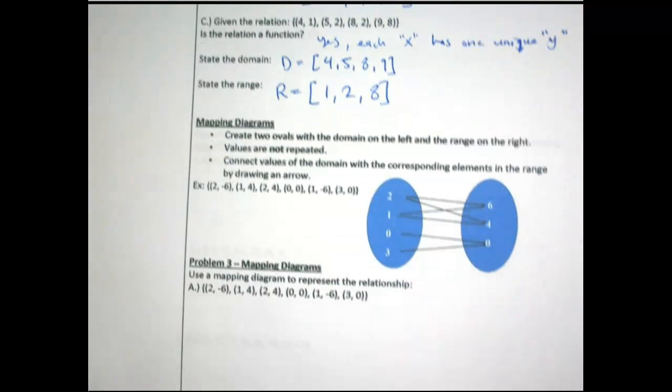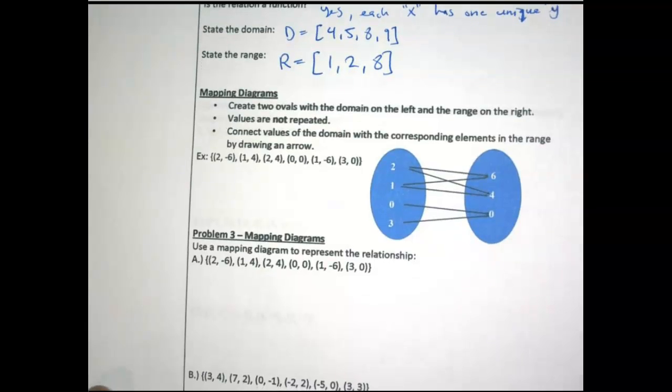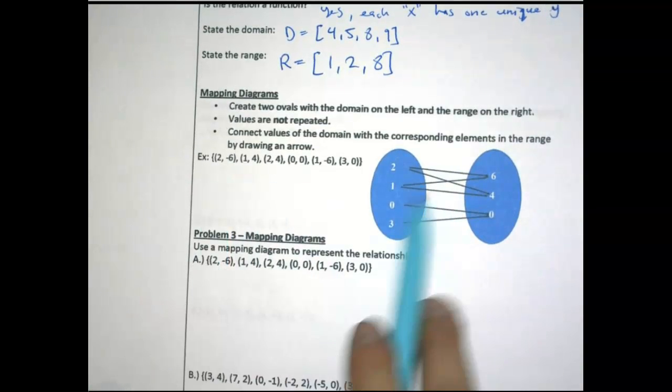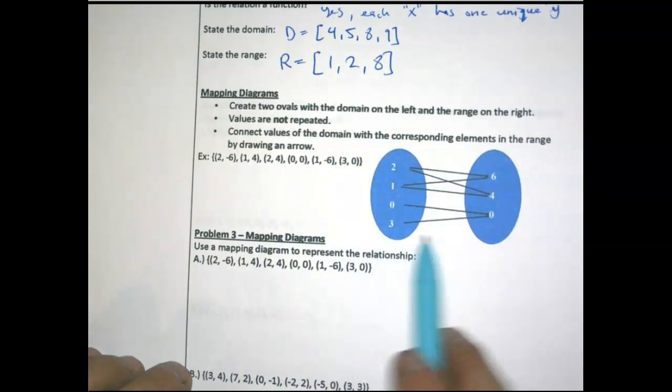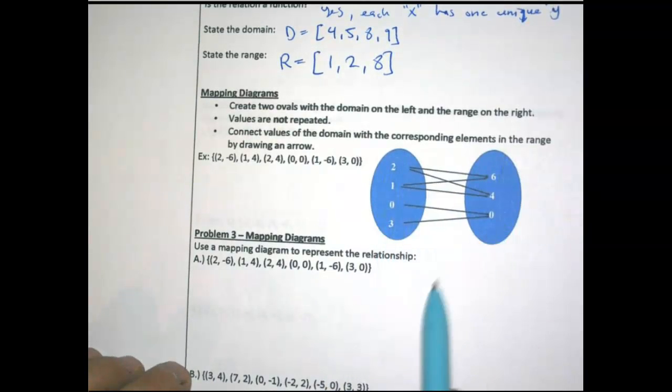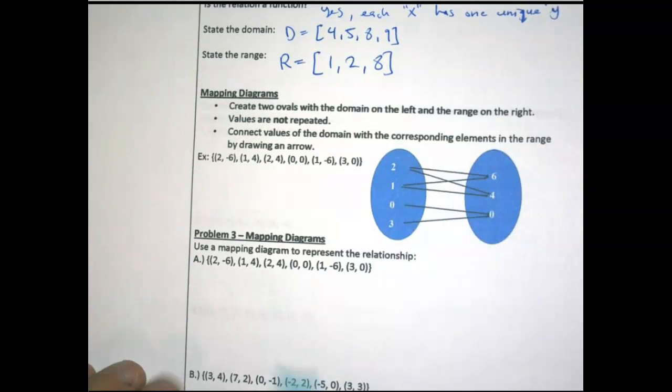Mapping diagrams. Basically, you make 2 ovals or 2 boxes and you list all the numbers in the inputs, or domain, and all the numbers in the range. You don't list any twice. If any of them get used twice, you use arrows to indicate that.